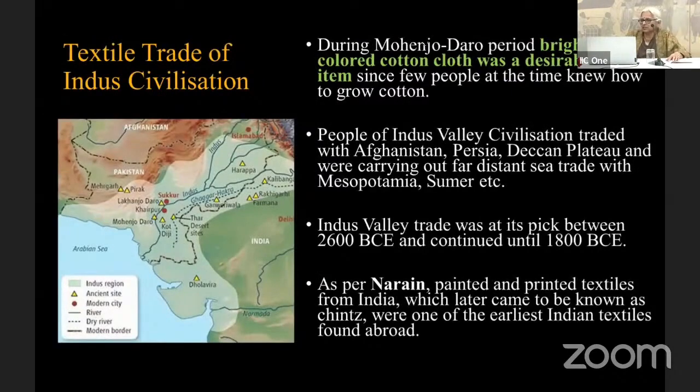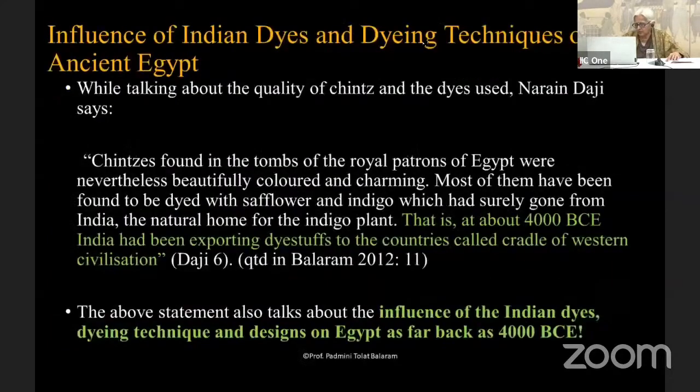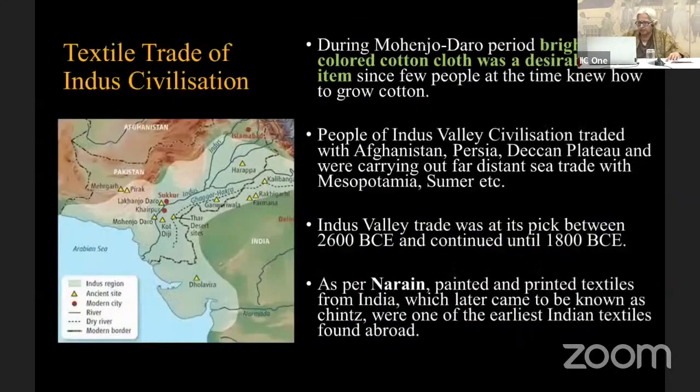So textiles trade of Indus Valley. Now one sees that during the Indus Valley civilization, already we were making these kinds of textiles, natural dyed textiles, and they were exported. And some of these things I will show you. So that is the very early exchanges that took place.